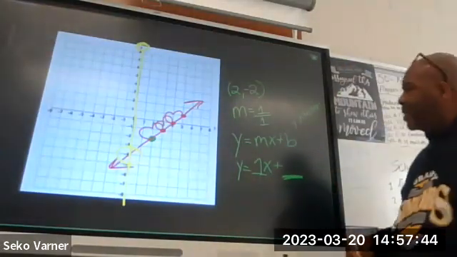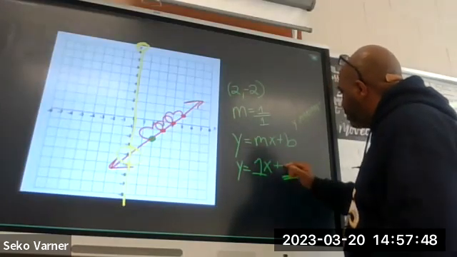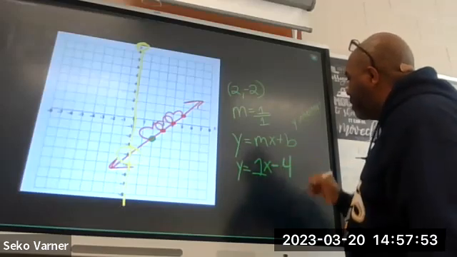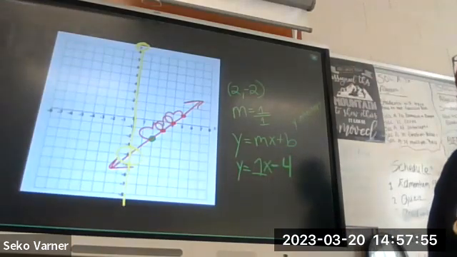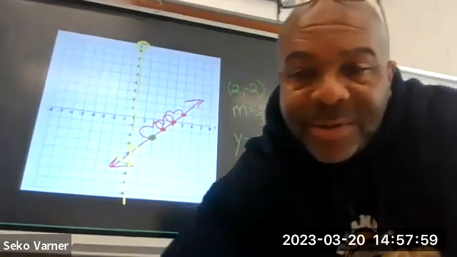So what's our y-intercept? So we're going to erase this positive sign and just put a -4. That makes sense? Yes. Okay. Let's go to the next one.